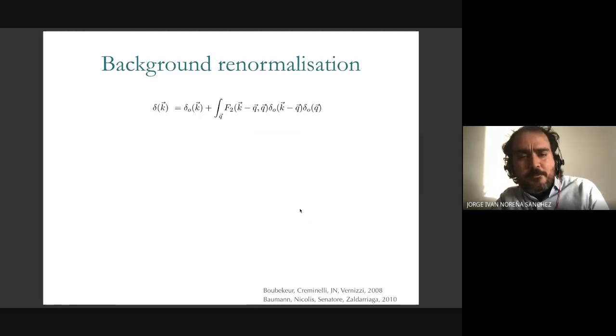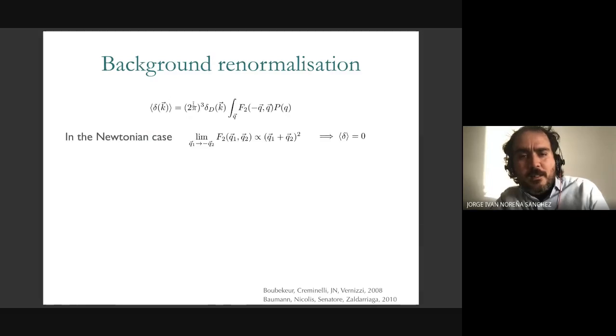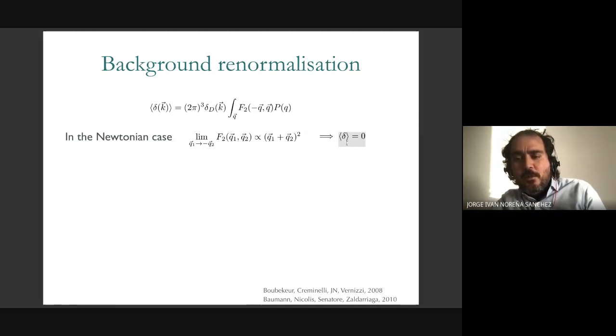Another difference that we found is that you have to renormalize your background. Let me say what I mean with this. Consider the second order expansion for your density contrast and take the expectation value, you get this. In Newtonian gravity, there is no problem with that because the second order kernel, as the two arguments of the kernel go equal and opposite, goes to 0 quadratically. So the expectation value goes to 0, even if this is an average over a large volume of the universe.